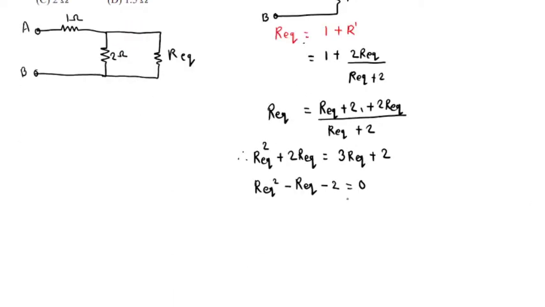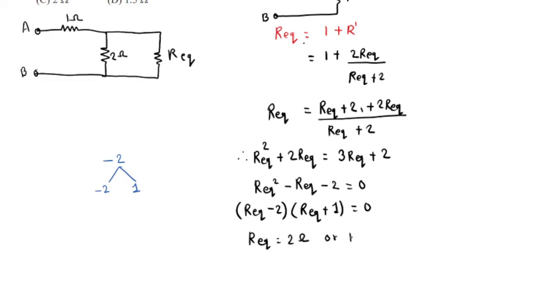Okay. Now this is a quadratic equation. We have to solve it. Minus 2 is the product of two numbers, so it is minus 2 multiplied by 1. Minus 2 and 1 multiply to minus 2 and their sum is minus 1. So the answer is R equivalent minus 2 in one bracket and R equivalent plus 1 in another bracket. So the equivalent resistance is equal to 2 ohm or R equivalent is equal to minus 1 ohm.